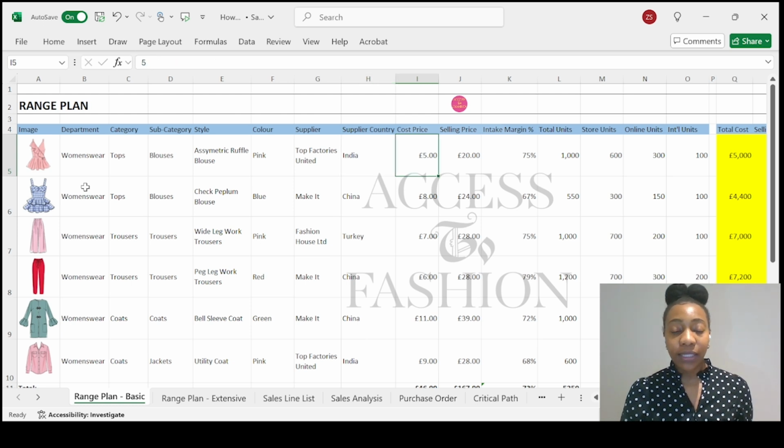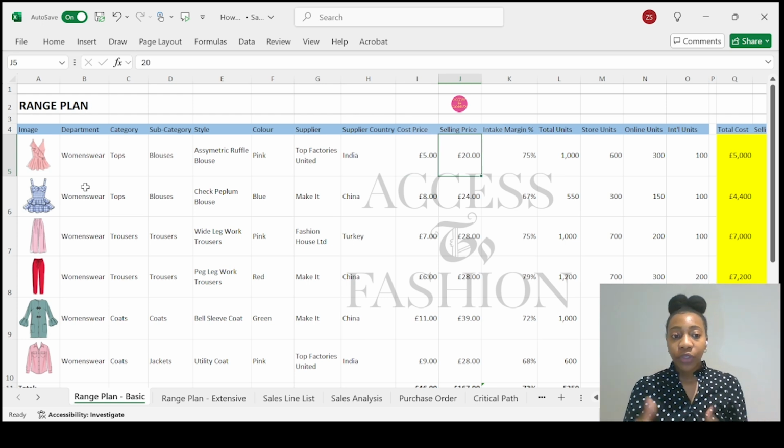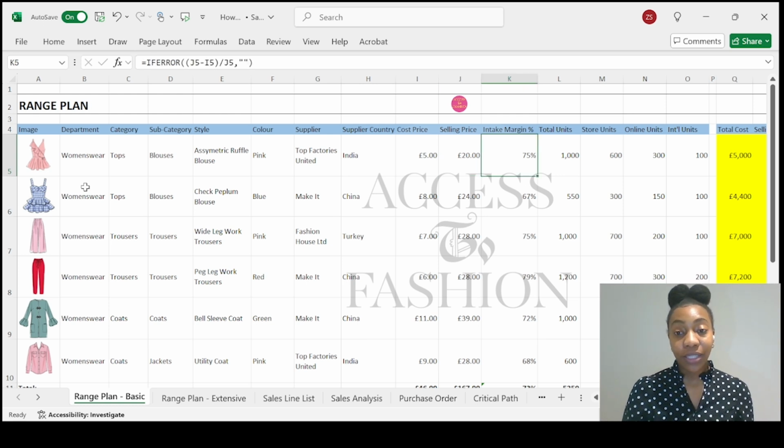The cost price is here, it says £5, and the selling price is £20. So we can see that we've got a markup here. The intake margin shows as 75%, because when you take that away, that's what we've got as a margin. And I'd say 75% is pretty much what you're going to get as an industry intake margin. You do want to create quite a good gap for yourself.